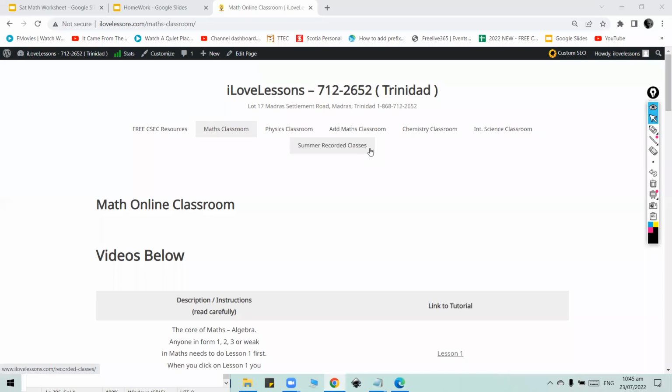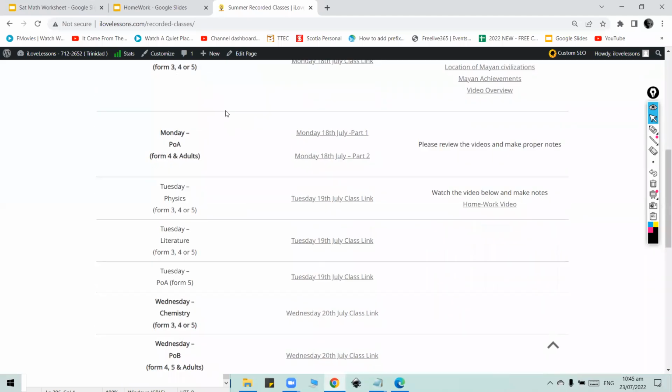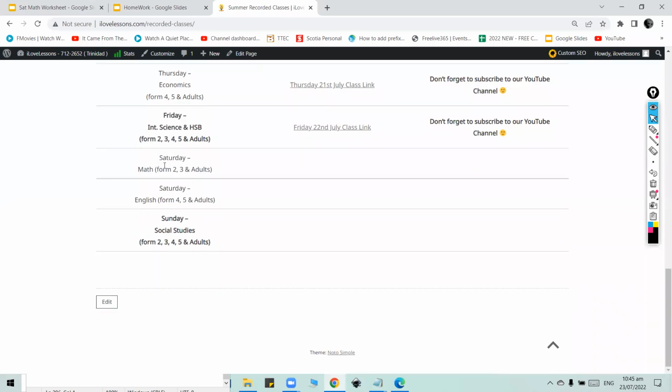That's the most obvious place to put it. So when you click on summer recorded classes, scroll down, this is all the classes for the entire summer program. Somewhere here, you're going to see Saturday maths. That's obviously today's maths class, right? Today is Saturday. The link is going to be placed over here. It's not there right now because I haven't uploaded it as yet, but by tomorrow, it will be there. That's the first thing, to review the video. Make sure everything is solidified.